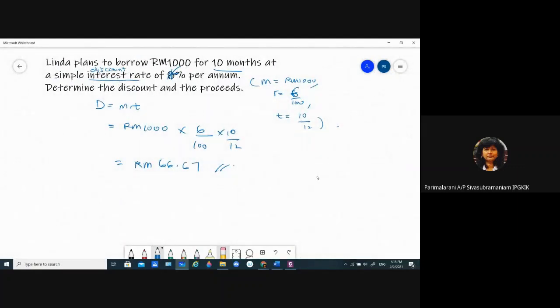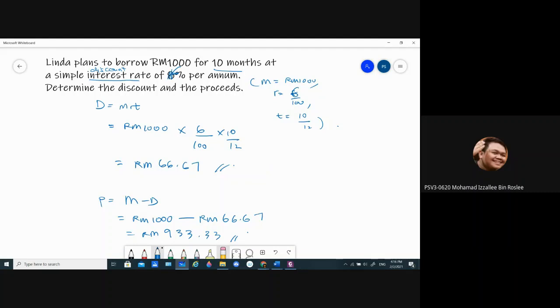So what is the proceeds that you go back with? Proceeds is M minus D. The total amount that you actually asked for is 1,000 minus the discount, 66 ringgit and 67 cents. So this is 933 ringgit and 33 cents.